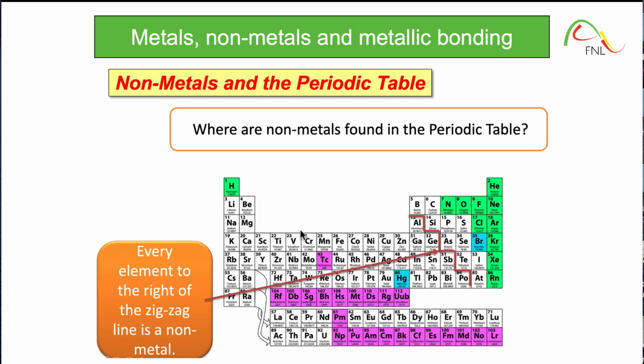Right, let's revert now to non-metals. Now, if all these over here are metals, it means everything to the right of the zigzag line there is a non-metal.